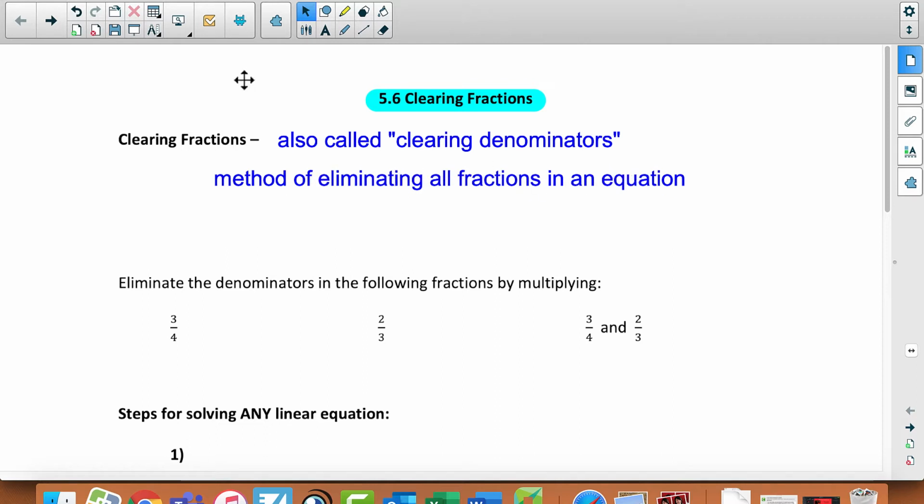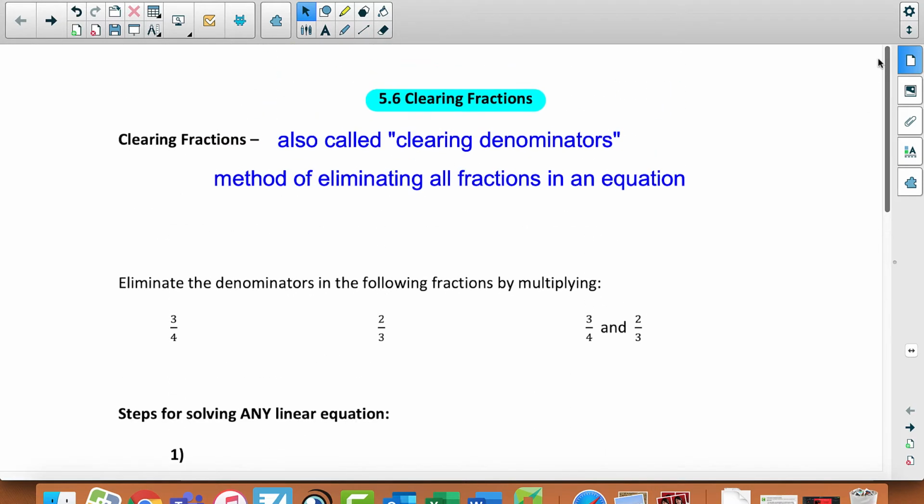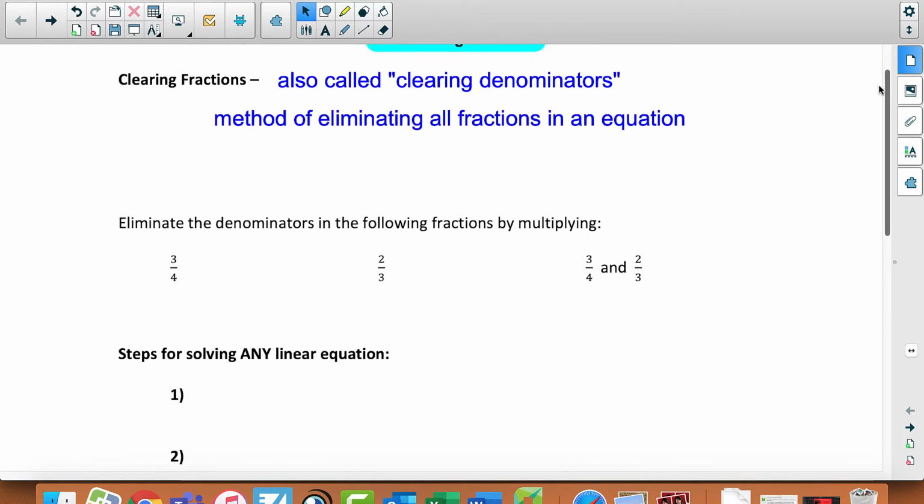I think you'll agree with me that what makes equations like these ones at the bottom here look so hard is the fact that they have fractions in them. So wouldn't it be nice if you could get rid of the fractions, get rid of the denominators? Yeah, that would be good, and that's what we're going to do here. So I'm going to tell you how to do that in a second, but first I'm going to see if you can kind of figure it out here.